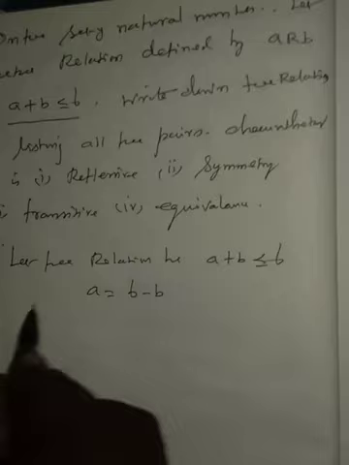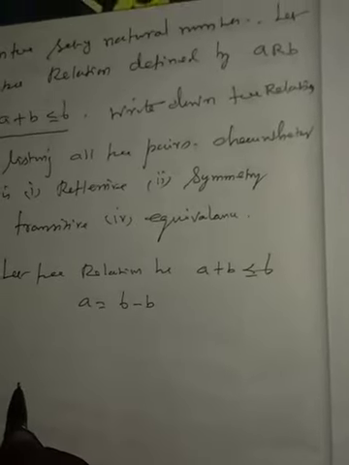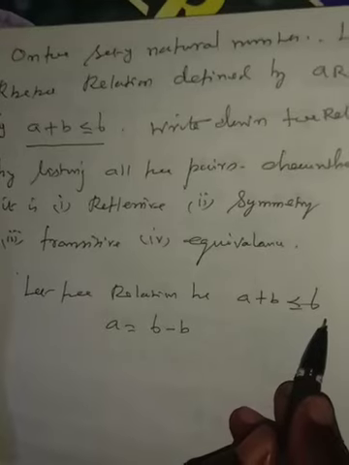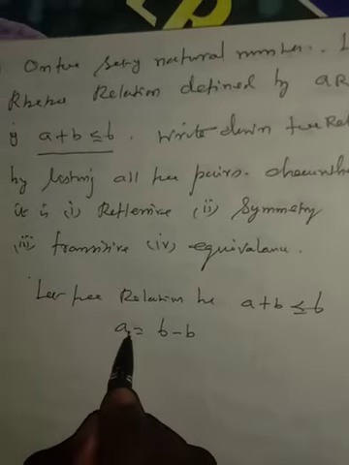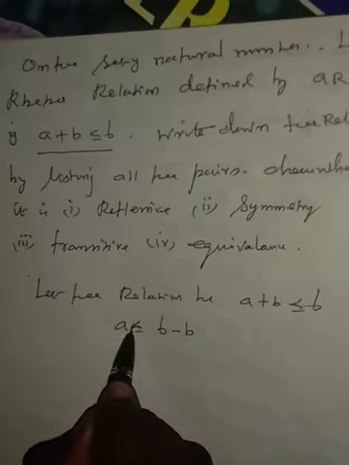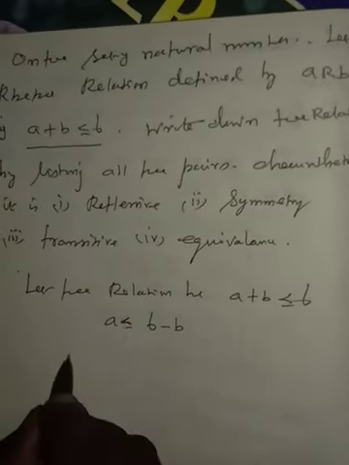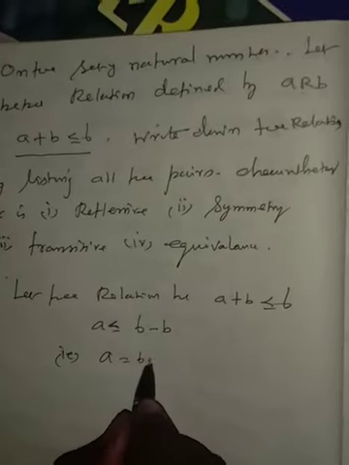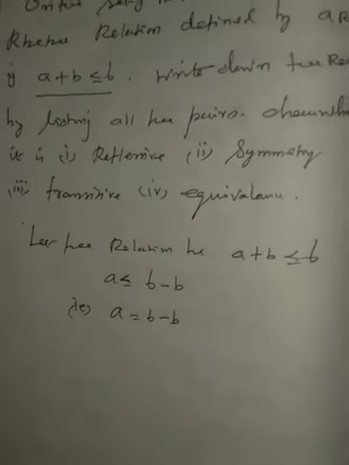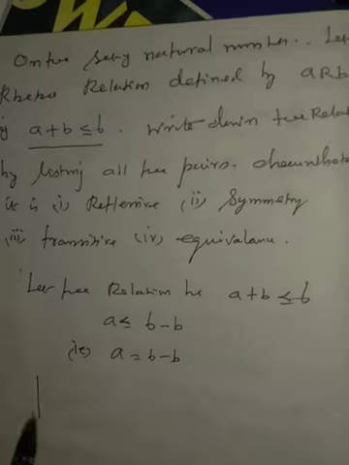Now we arrange the table. Equal to 6. This implies A is equal to 6 minus B. Less than or equal to has the same meaning. That is, A is equal to 6 minus B. Now form the table.